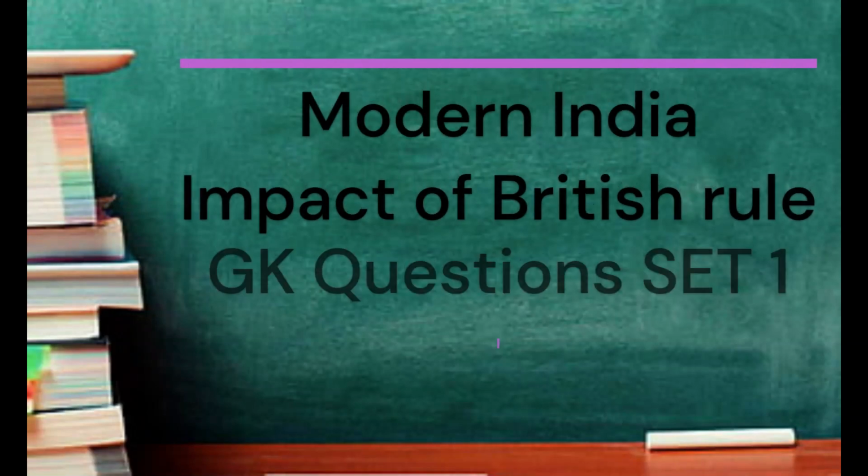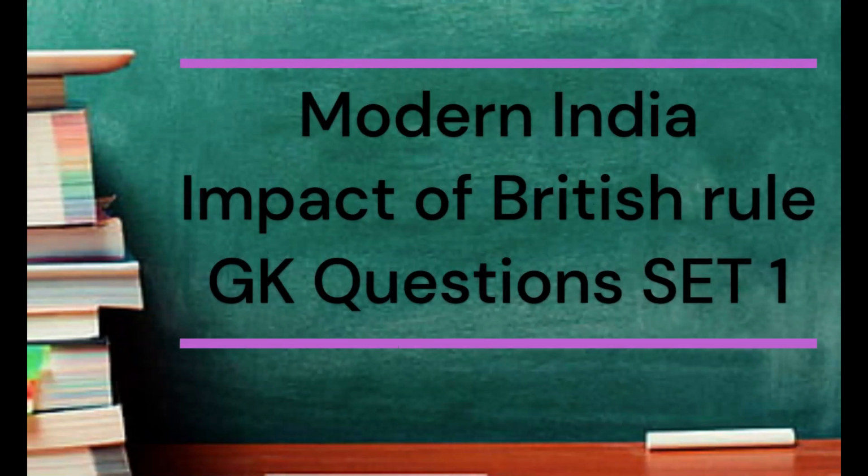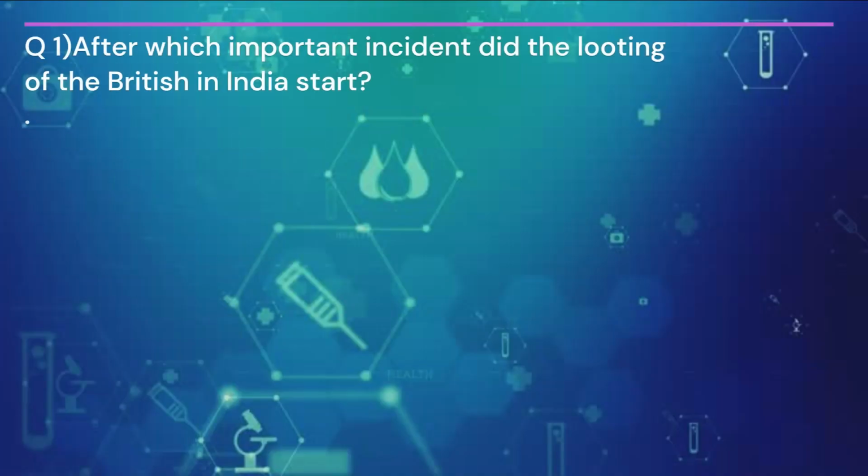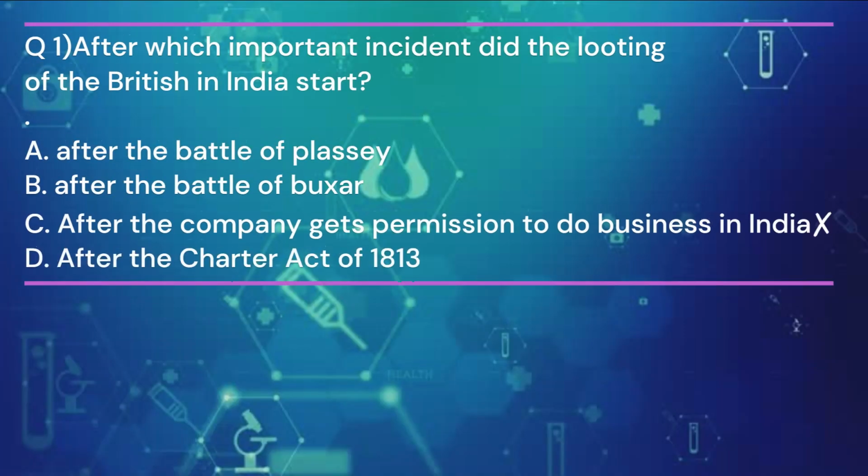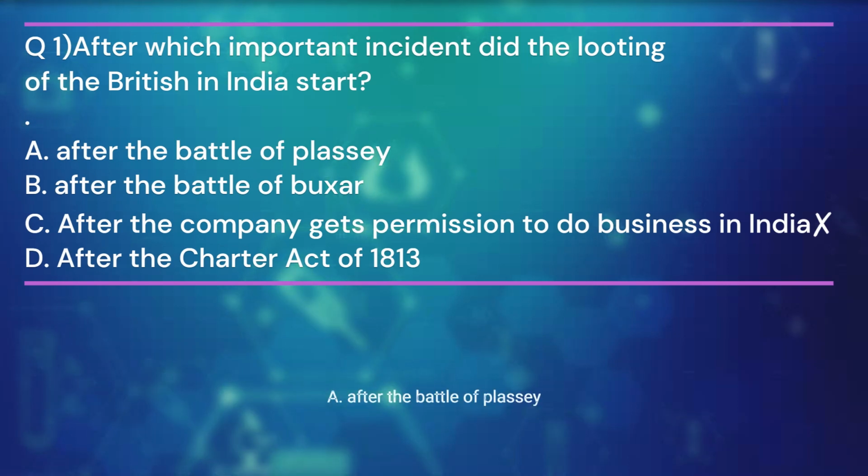Modern India. Impact of British rule GK questions set 1. Question 1. After which important incident did the looting of the British in India start? And the answer is A. After the Battle of Plassey.